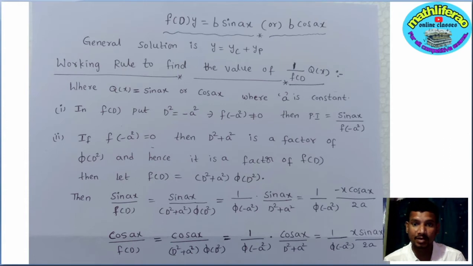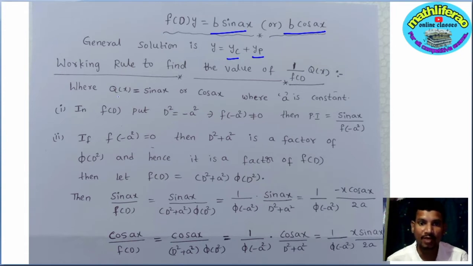Now what is the working rule to find the particular integral where Q(x) is b sin ax or b cos ax? You already know that the general solution is y = yc, the complementary function, plus yp, the particular integral. We already discussed the complementary function in part 1. Now here, when Q(x) is b sin ax or b cos ax, let us learn how to find the particular integral.